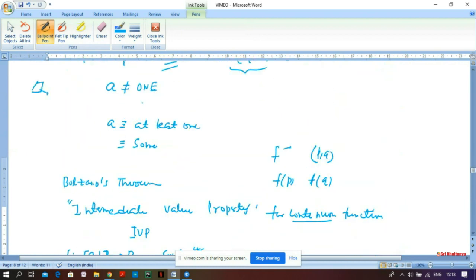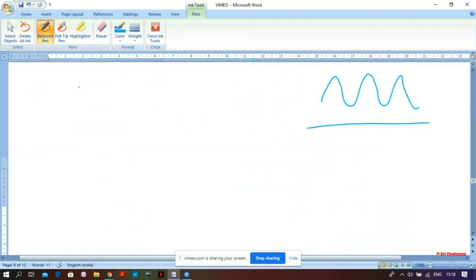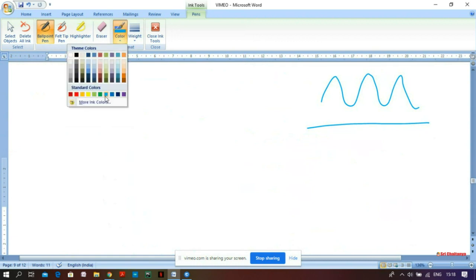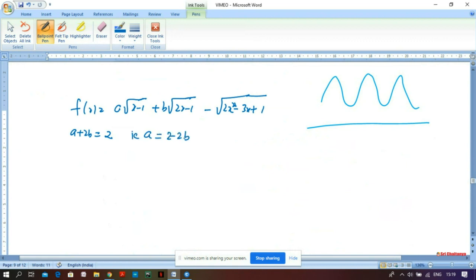So we will again write f of x and try to find how it works. Your f of x was a times the square root of x minus 1, plus b times the square root of 2x minus 1, minus the square root of 2x squared minus 3x plus 1. a plus 2b is given to be 2, and of course all are real. I'll write first that a equals 2 minus 2b.